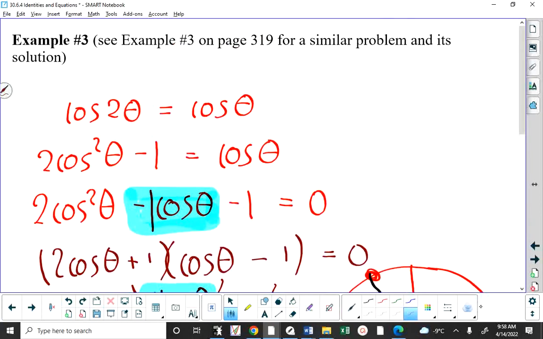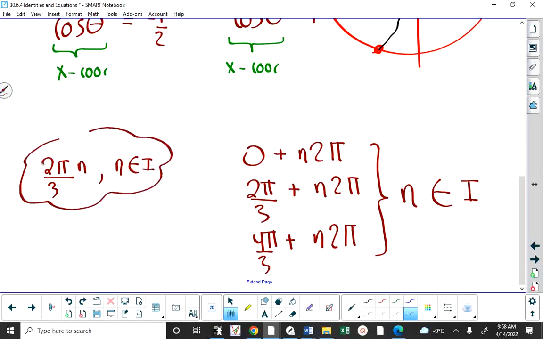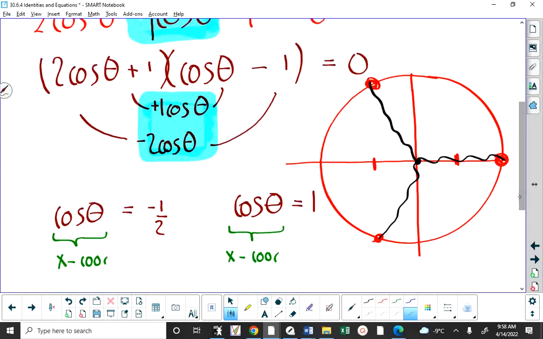We don't have to write the solution that way. What we could have written is this. We could have said multiples of 2 pi over 3. Only because in this case, this is 2 pi over 3. This is 2 pi over 3. This is 2 pi over 3.